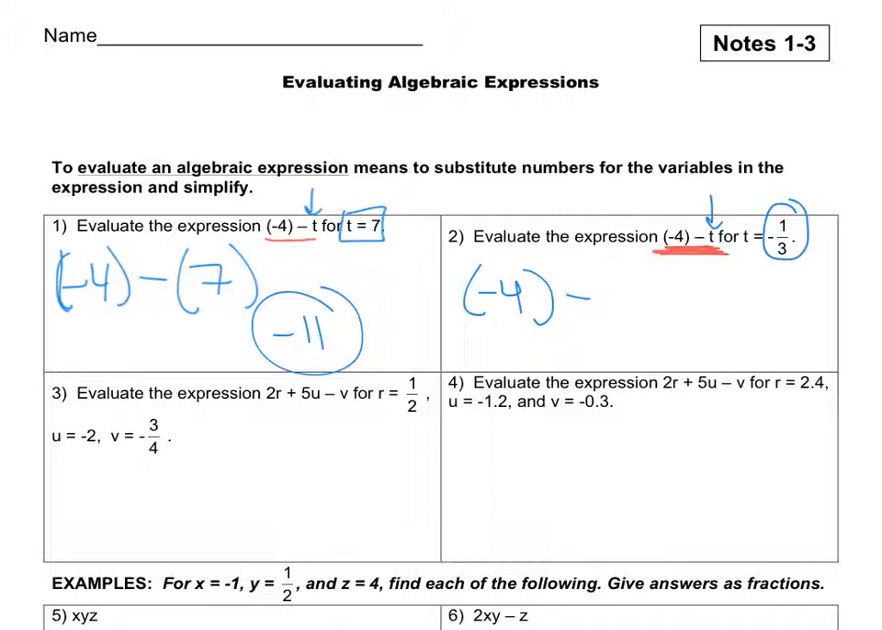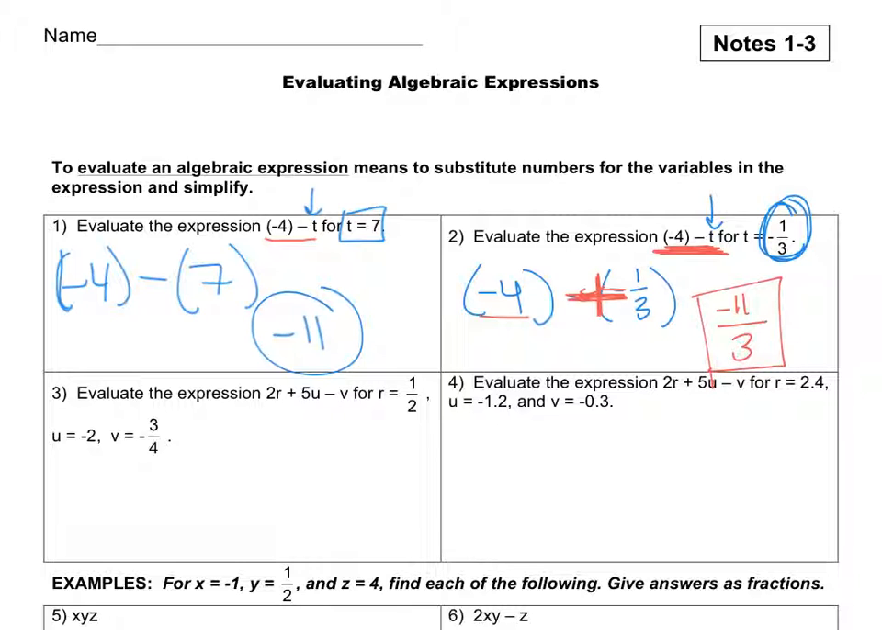Well, t is a fraction, so I'm going to put this in parentheses. It's always good to put your letters that you're substituting in parentheses. I'm plugging in -1 divided by 3. So right here, two negatives really make a positive. So this is really -4 plus 1/3. So if you do -4 plus 1/3, and if you keep it as a fraction, you're going to get -11 over 3.